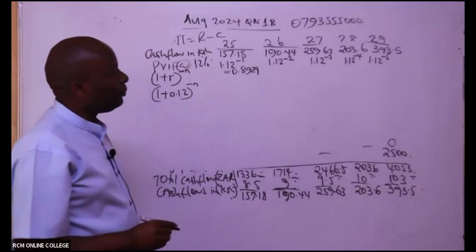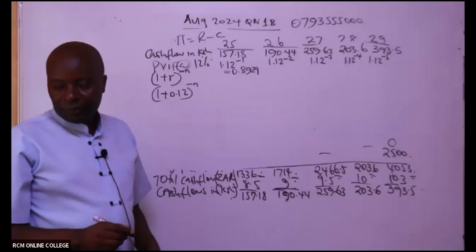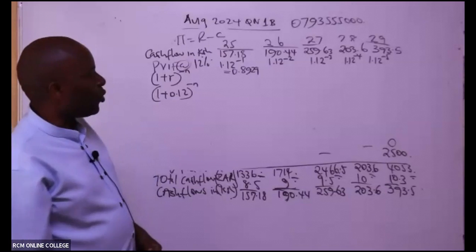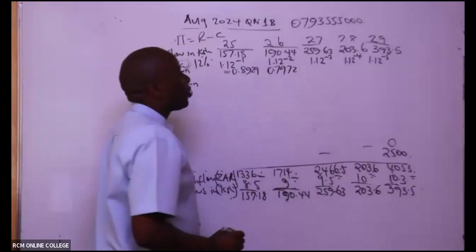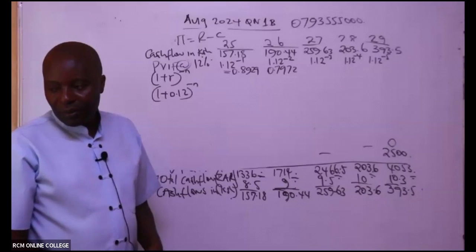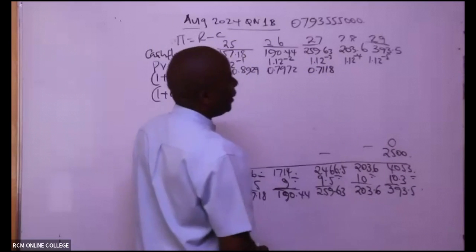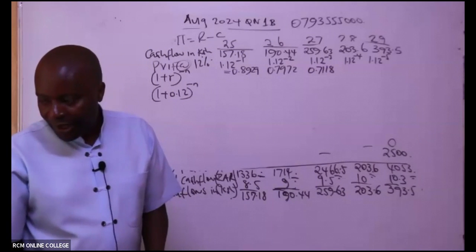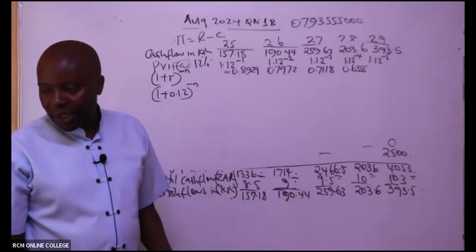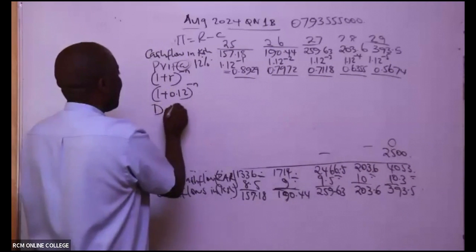And then we go to the second one. So we have 0.7972. Thank you so much. Then 0.7118. And then we have 0.6355, and then lastly, 0.5674. Then come here, and they give us what we call discounted cash flows.